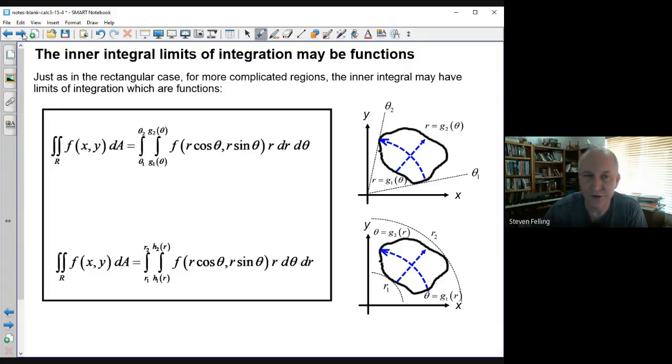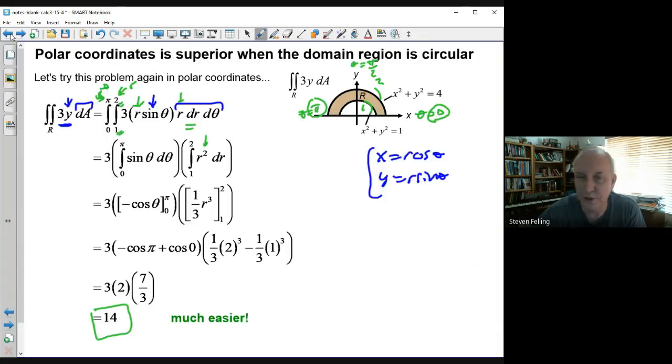Now, in this case, we happen to have limits of integration that were fixed. They were constants. In other words, the radius went always from radius 1 to radius 2. And the angle was from a constant to a constant, right? But as you might imagine, there are times when the inner function might be dependent on the variable of the outer function.